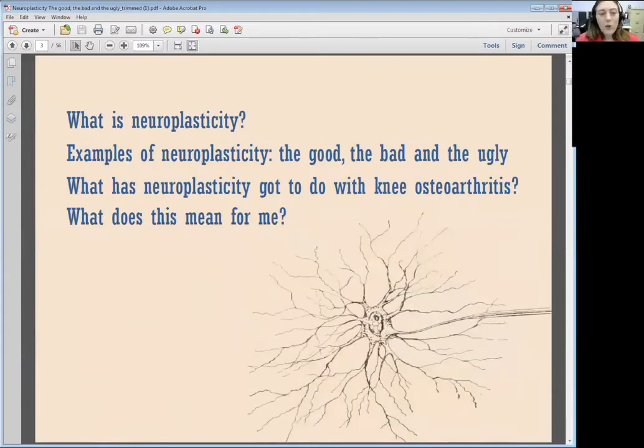To start my talk, what I'm going to do is define neuroplasticity, and then I'm going to give you some examples. And as you'll see from the examples, neuroplasticity can be good, it can be bad, and it can also be ugly. I'm going to have a quick chat about what neuroplasticity has to do with knee osteoarthritis. And then I'll summarize with some ideas about what that might mean for you.